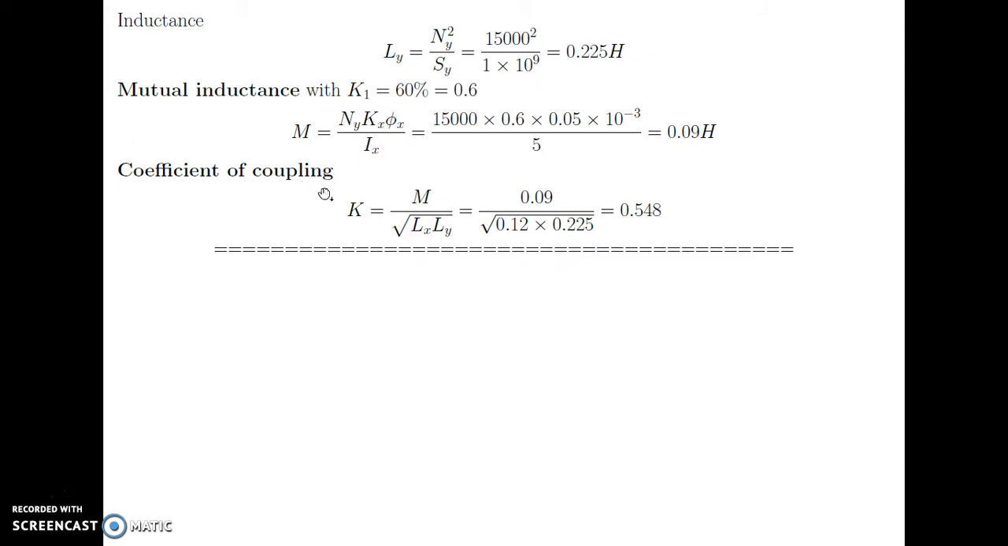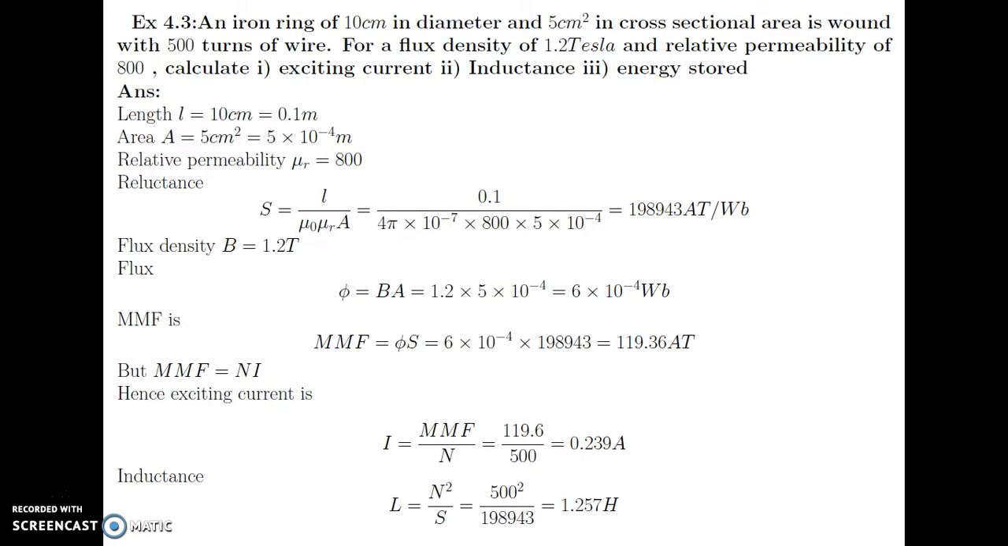So how to calculate the coefficient of coupling? Coefficient of coupling is equal to M divided by under root Lx into Ly, that is 0.09 divided by under root 0.12 into 0.225, which gives me the coefficient of coupling as 0.548. So this is the coefficient of coupling between the two coils.